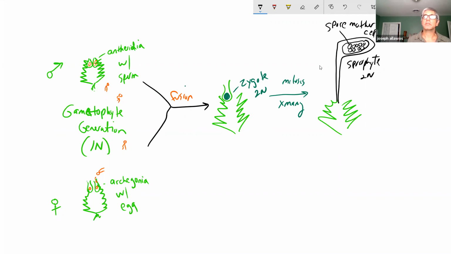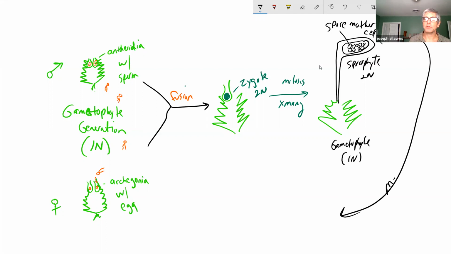Again, you're going to see these same terms over and over. They've got to be 2N. We haven't done meiosis yet. What about the rest of this stuff? Well, the rest of this stuff is the gametophyte, which is 1N. Well, how do we get back to haploid? These spore mother cells have to do meiosis, right? Meiosis occurs in the capsule.